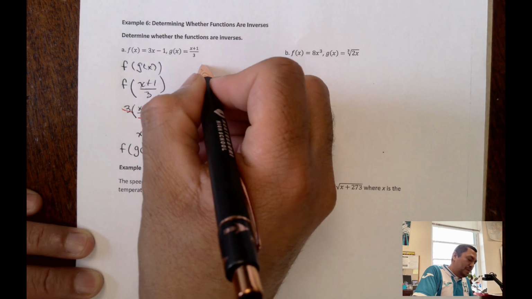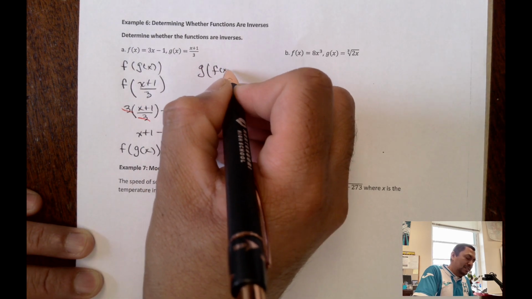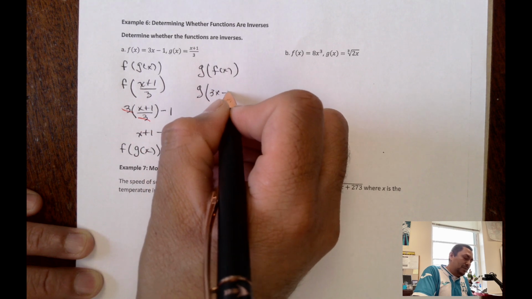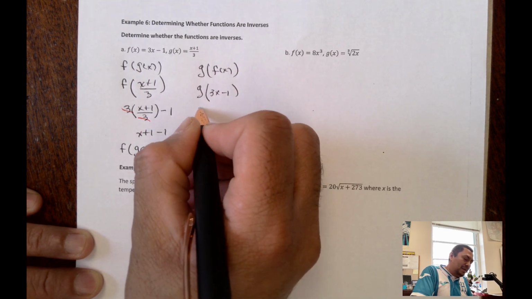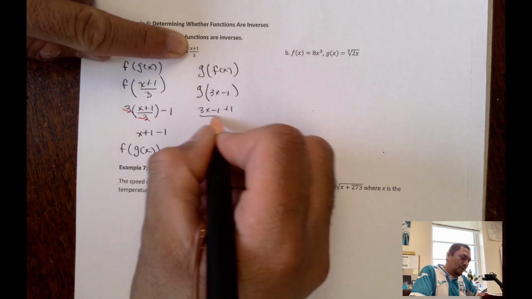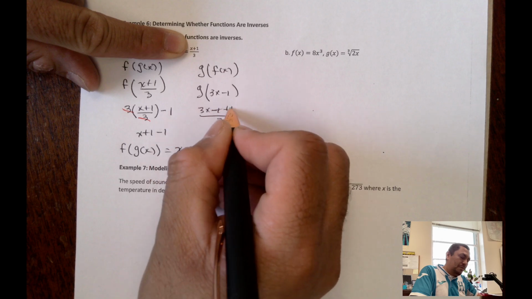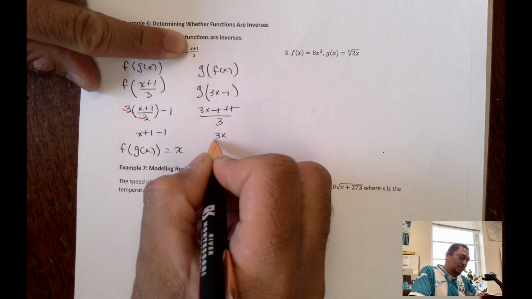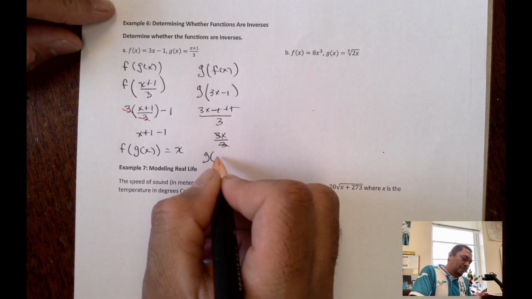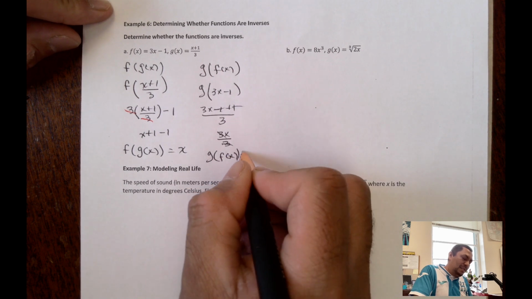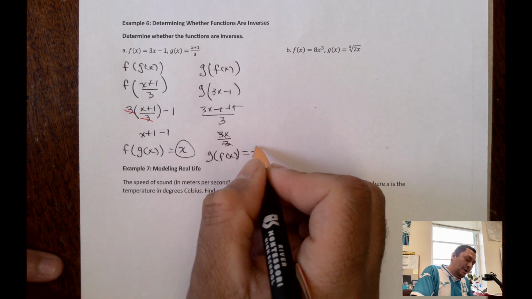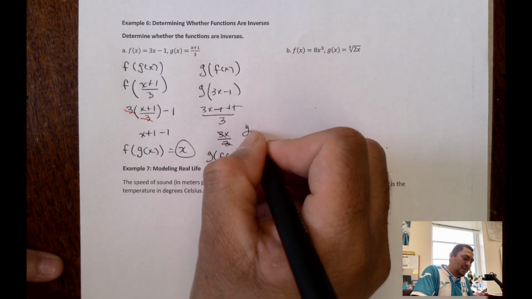Now I'm going to do g of f(x). So I have g of 3x minus 1. So I have (3x minus 1 plus 1) over 3. These two are 0. So I have 3x over 3. These two cancel out. So g of f(x) equals x. So in this case, these are inverses. See, we got x, so yes.